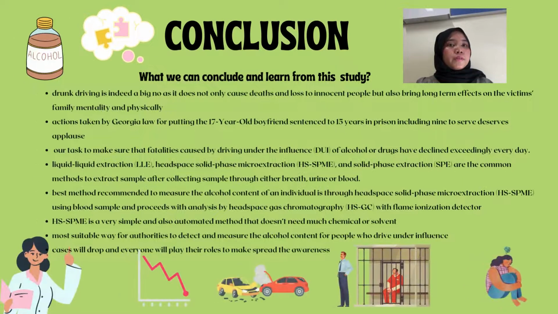To conclude, the best method recommended to measure the alcohol content of an individual is through headspace solid phase microextraction using a blood sample and proceeding with analysis by headspace gas chromatography with flame ionization detector. The reasons why blood is much more accurate compared to breath and urine tests are because SPME is a very simple and also automated method that doesn't need much chemical or solvent.